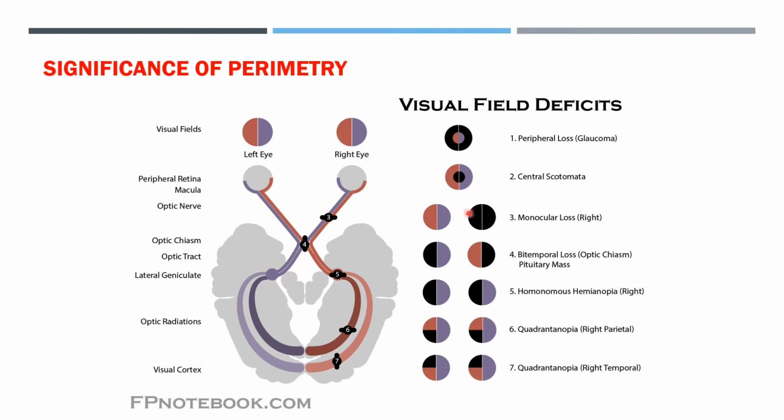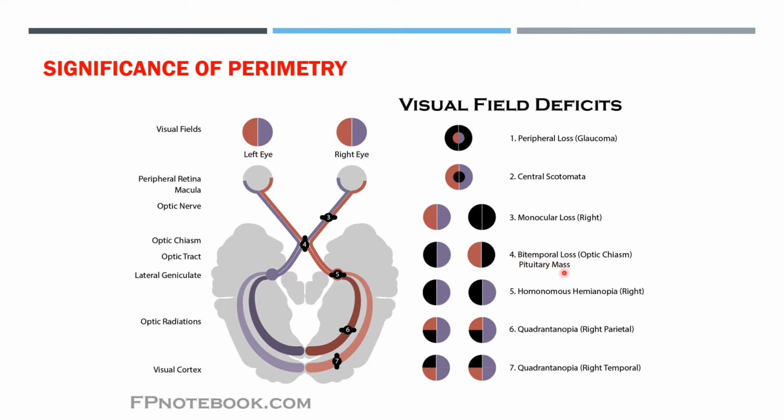It is known as monocular loss. Suppose the right optic nerve is damaged, then the person will not be able to see with the right eye. If the central portion of the optic chiasm is damaged, then it will result in bitemporal hemianopia, or bitemporal loss. Usually it is found in pituitary tumors.